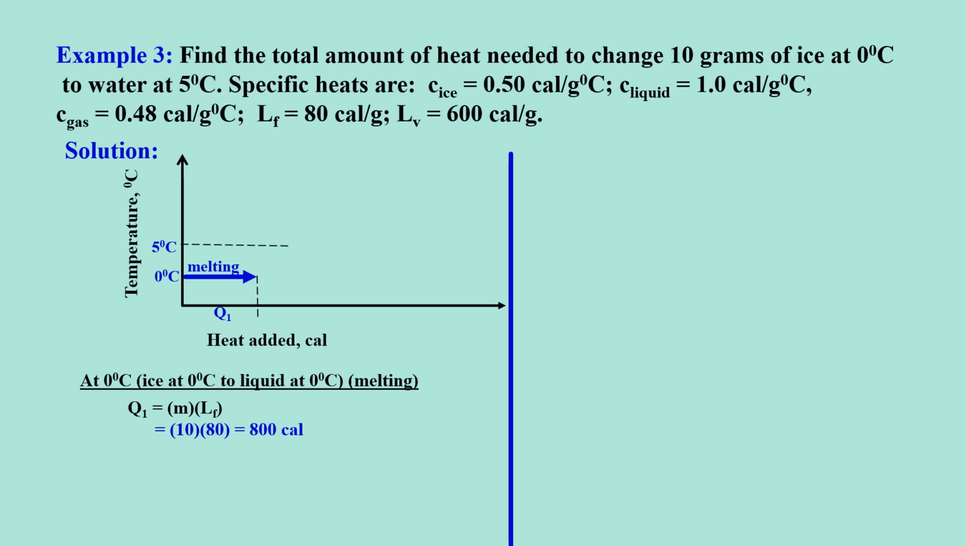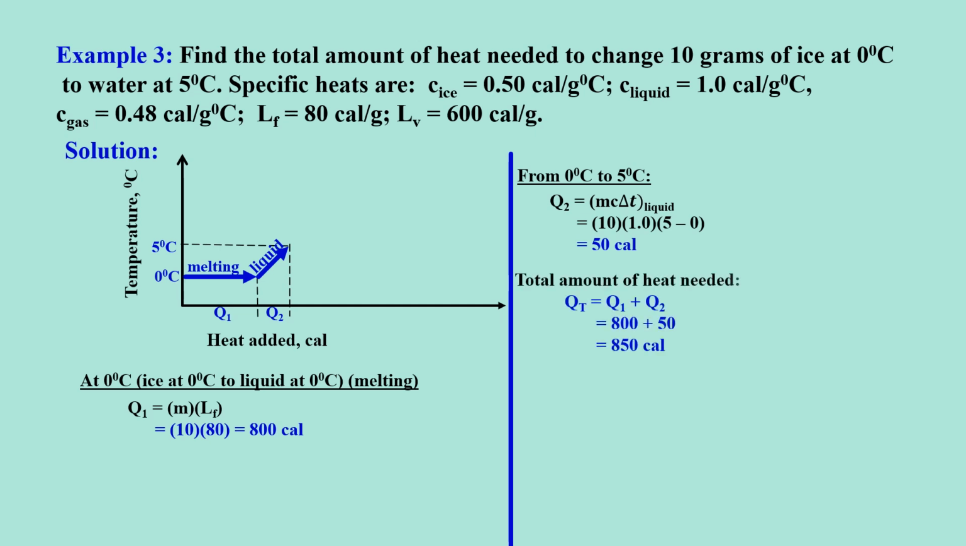So, from 0 to 5 degrees Celsius, we need this amount of heat, Q sub 2, given by M times C times delta T of the liquid. So this is 10 times 1 times 5 minus 0 equals 50 calories. So the total amount of heat needed is just Q1 plus Q2, which is 800 plus 50 equals 850 calories.